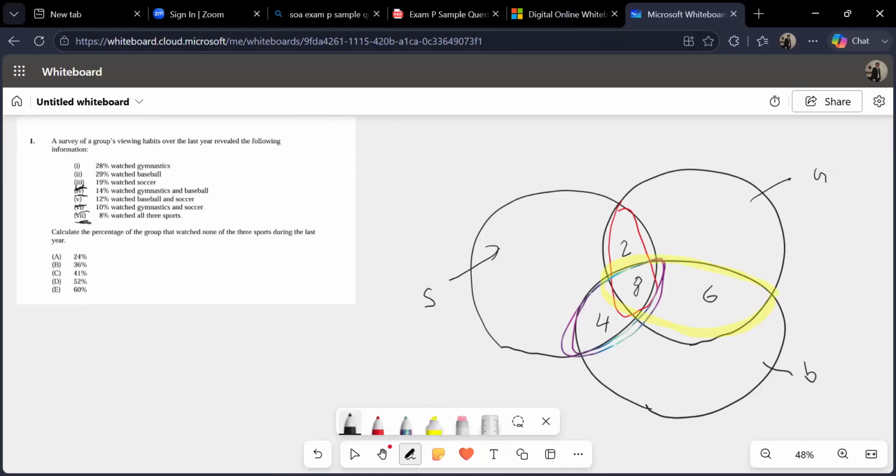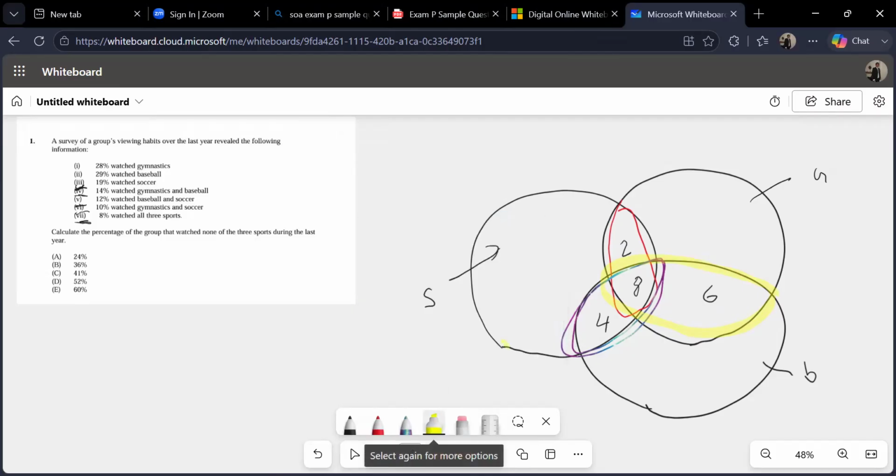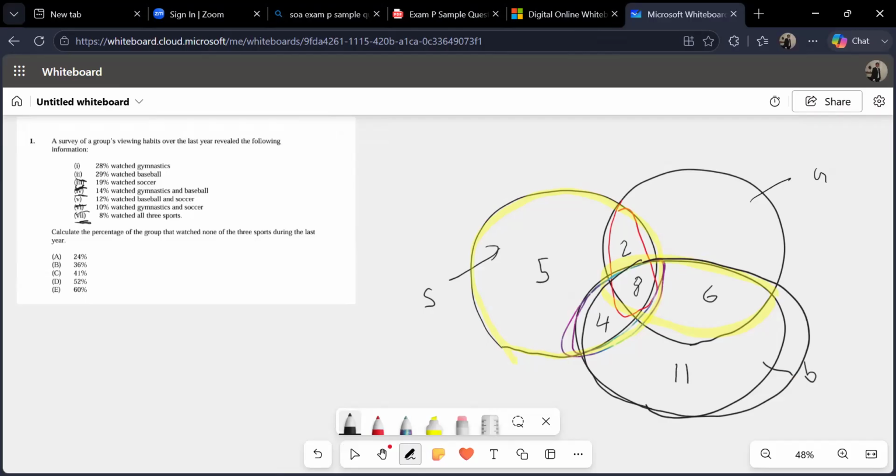19% watched soccer. So which is basically this whole thing. So we're given 8 plus 2, 10, plus 4, 14, which is 5. Okay. And then next one, 29% watched baseball, which is this one here then. So we get 8 plus 4, 12, plus 6, 18, plus 11, which is 29.